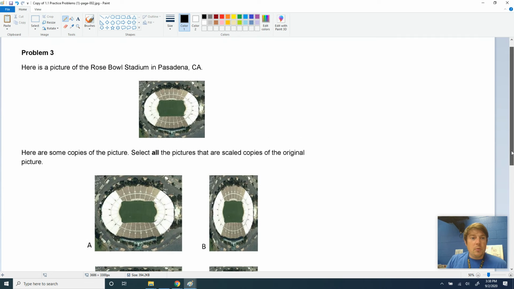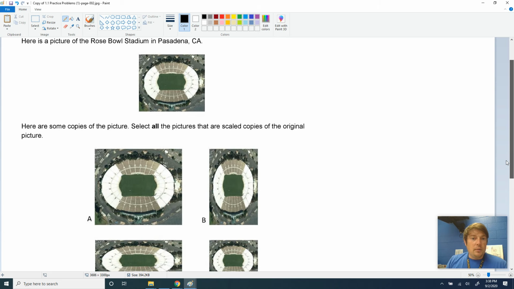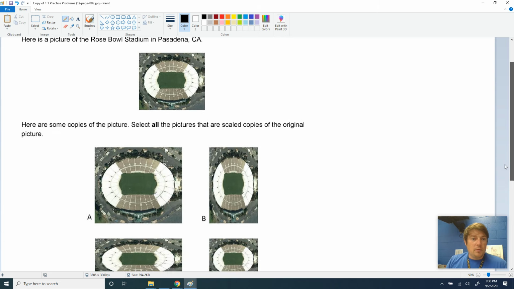Okay, so problem number 3. We got a picture of the Rose Bowl. This is in Pasadena, California. Usually the Big Ten and the Pac-12 play their Rose Bowl game there. Those are usually the 2 conferences that meet. If they're not in the college football playoffs, then usually the 2 best teams from those conferences play here.